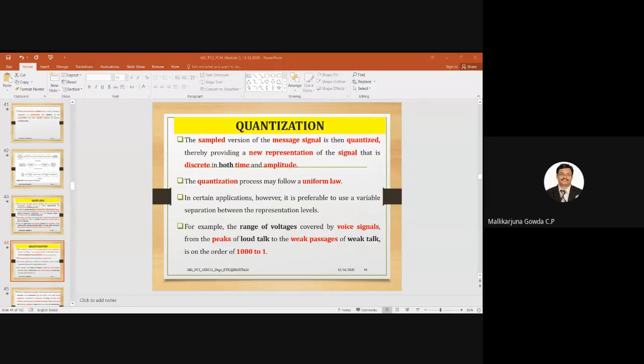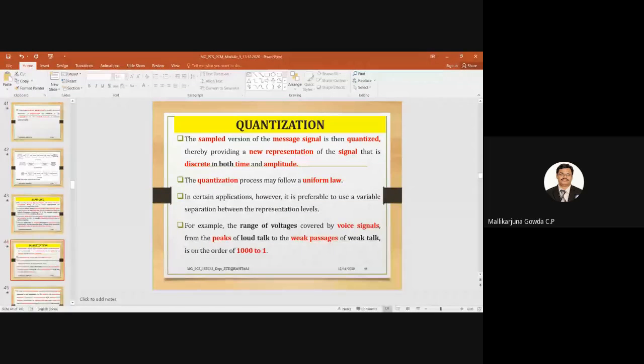Yes, sir. Can you tell the purpose of quantization? Already we have discussed yesterday, right? What is quantization? What are the different types of quantizers? And even we have derived the expression for output SNR. Just as a recap, can you just say the purpose of quantization?